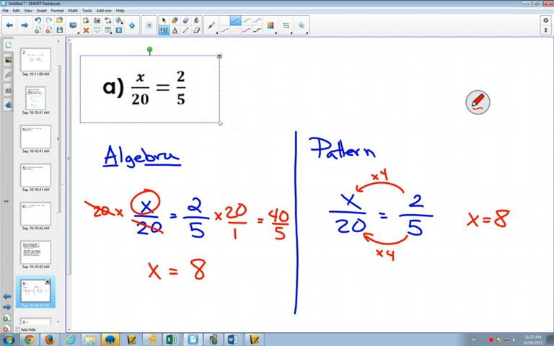You could do that as well, yeah. It does the same thing in the end. So there's our first one with an algebra way and a pattern way. Is there any time where the algebra way won't work? No. The algebra way will always work. The pattern way is a shortcut that won't work if the numbers aren't nice. Okay, let's do our next example.